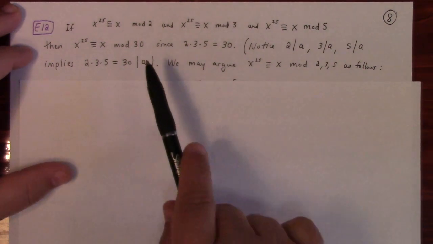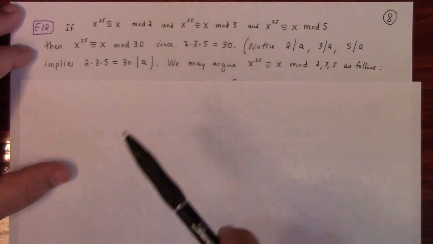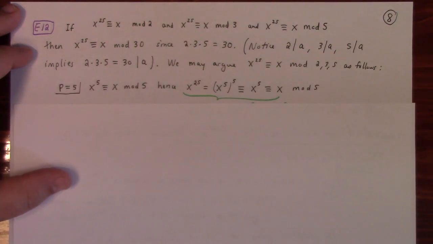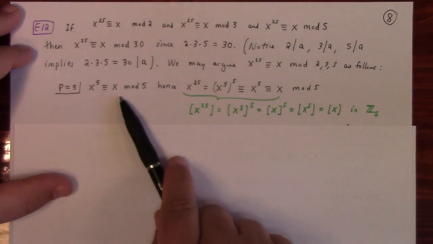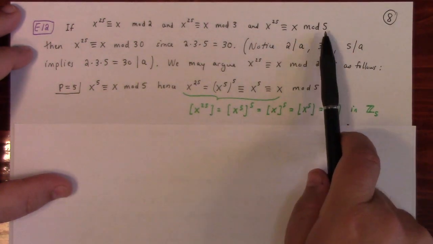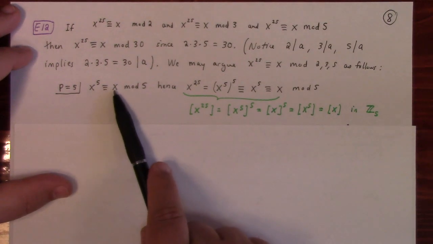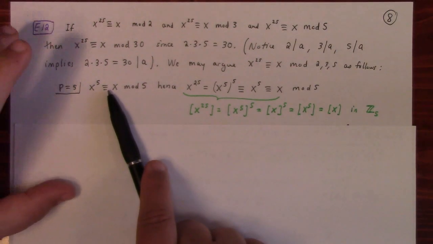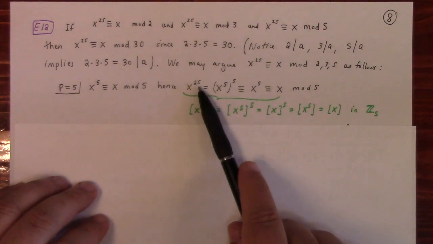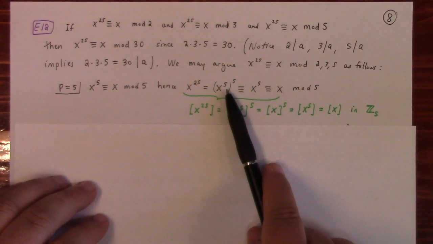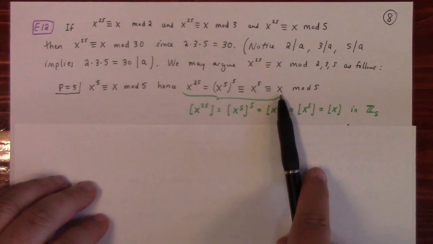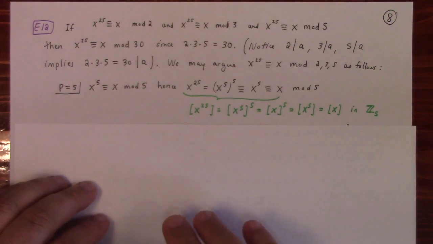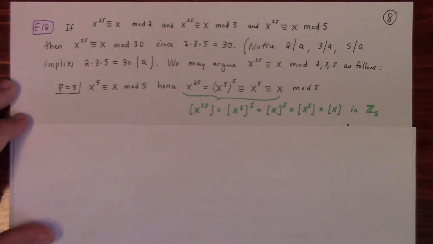So how can we prove that these are true? All right, let's look at it. For p equal to 5, x to the p is congruent to x mod 5. So in working mod 5, remember we have x to the p is equal to x for all x, and so that's an identity. So when we look at x to the 25th, we can look at it as x to the 5 to the 5, which is x to the 5, which is x. So in fact, x to the 25th is congruent to x mod 5. So there's the proof for 5.